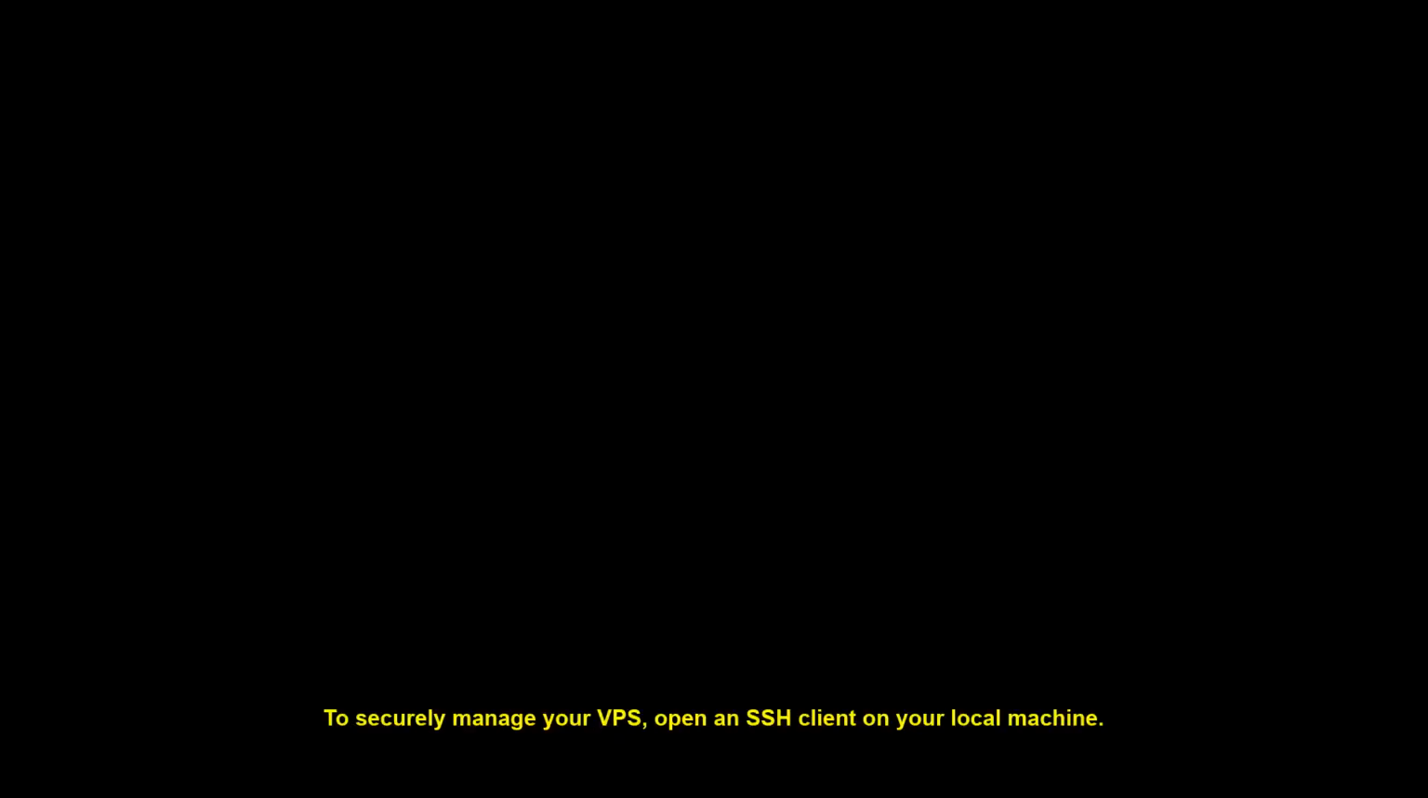To securely manage your VPS, open an SSH client on your local machine. In the SSH client, connect using the Tailscale IP address of your VPS. Now you can manage your VPS securely through Tailscale.